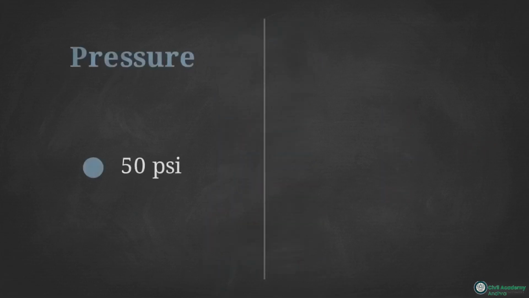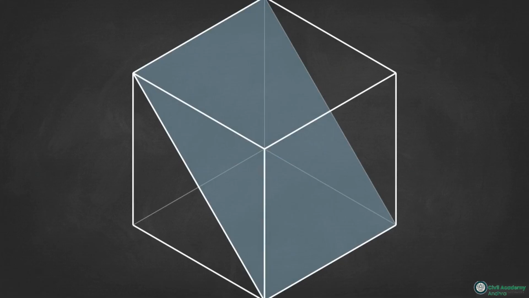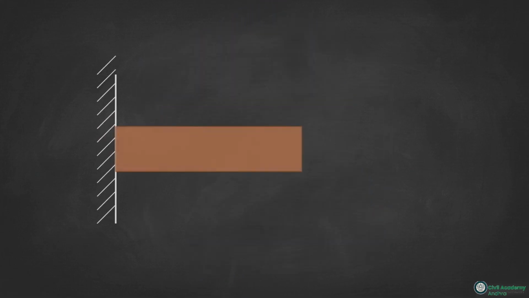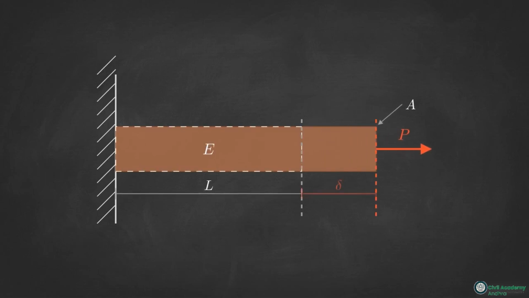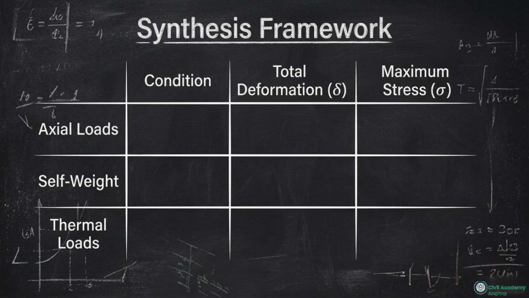Pressure is a scalar, and force is a vector. But stress and strain are tensors. They act on a specific plane in a specific direction. For a uniform bar, the baseline axial deformation is delta equals PL over AE. We are going to organize these conditions into a single framework, the deformation matrix.